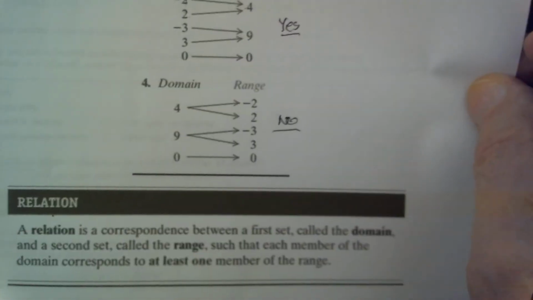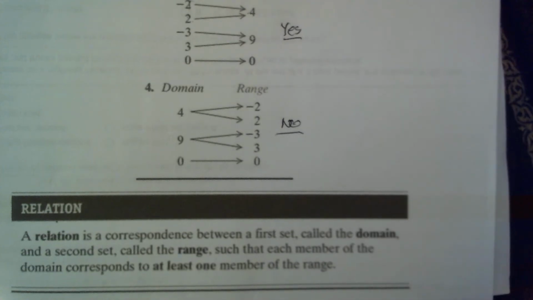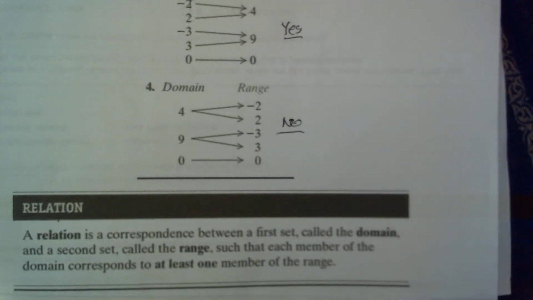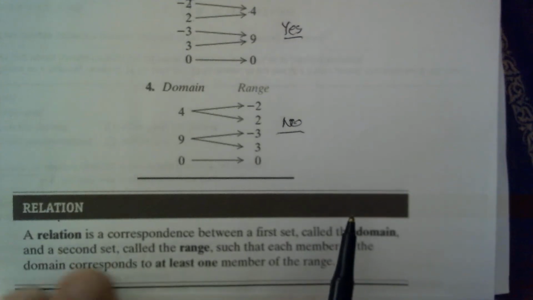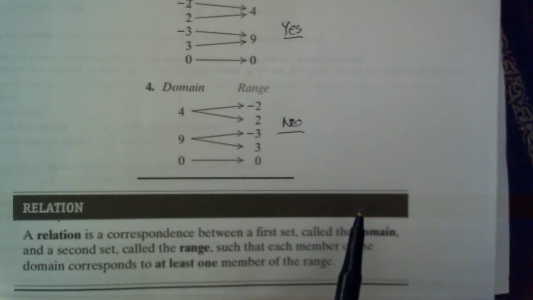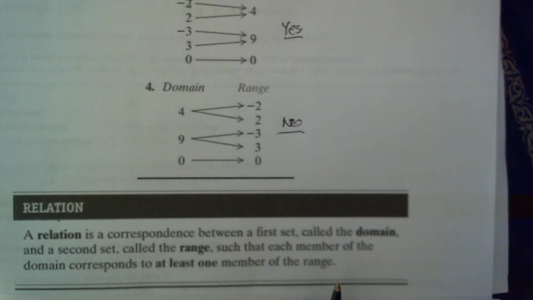So now we discuss the more general definition of a relation. A relation is simply a correspondence between the first set called the domain and the second set called the range, such that each member of the domain corresponds to at least one member of the range. So in other words, all functions are relations, but not all relations are functions. To be a function has a stricter requirement.